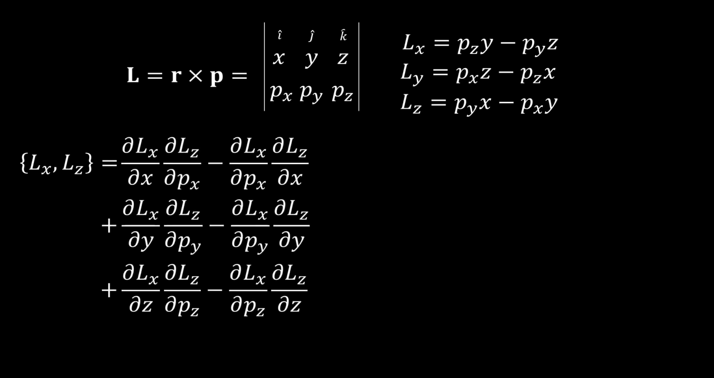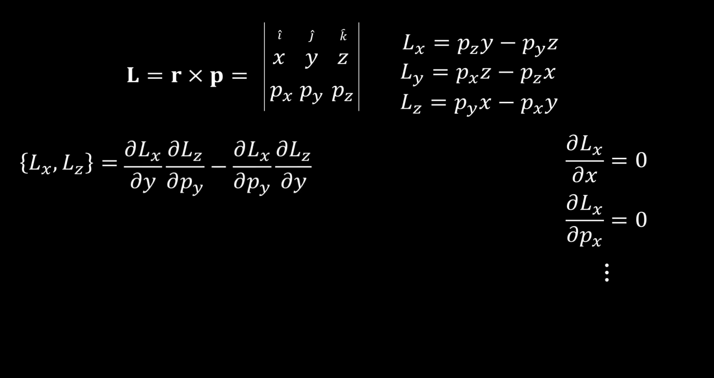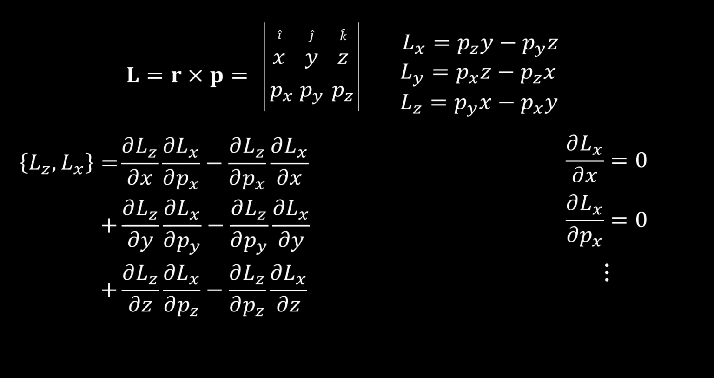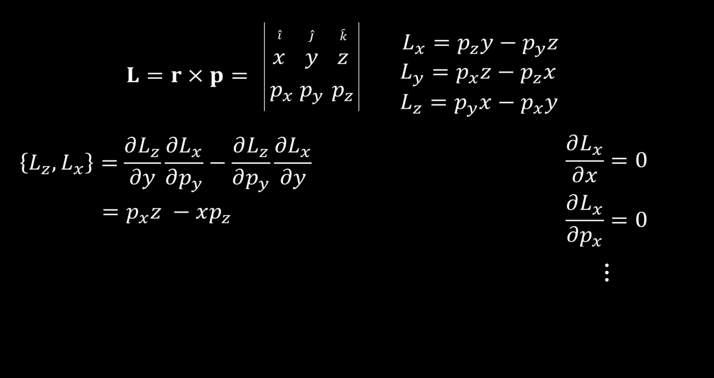This looks a little daunting, but it's not so bad if we note that ∂Lx/∂x is 0, ∂Lx/∂px is 0, and likewise if we replace x with y or z. That means that the first two terms and the last two terms are all 0, leaving just the middle two. If we evaluate these derivatives, we get pz x minus z px, but this is exactly negative Ly. We're next asked to evaluate the Poisson bracket of Lz with Lx. Just like last time, the first two and last two terms disappear. If we evaluate the remaining two terms, we get px z minus x pz, which is exactly Ly. The important takeaway here is that bracket Lz Lx is equal to negative bracket Lx Lz.